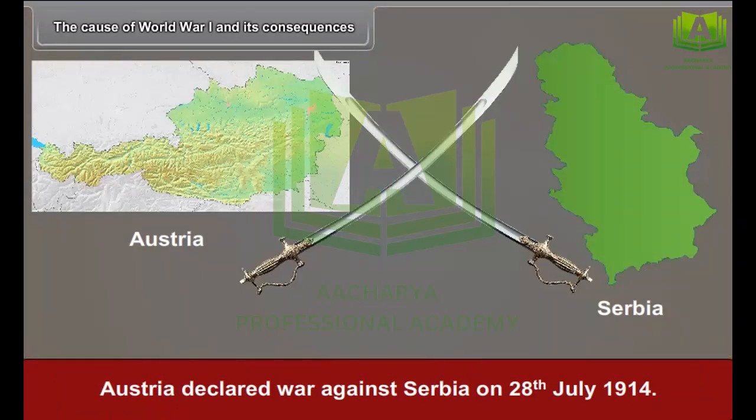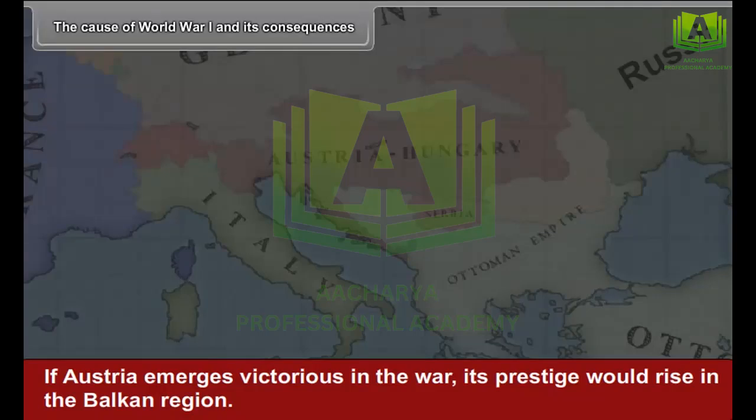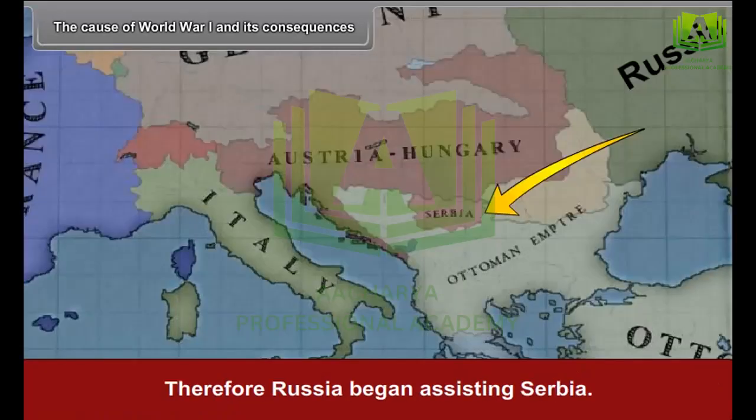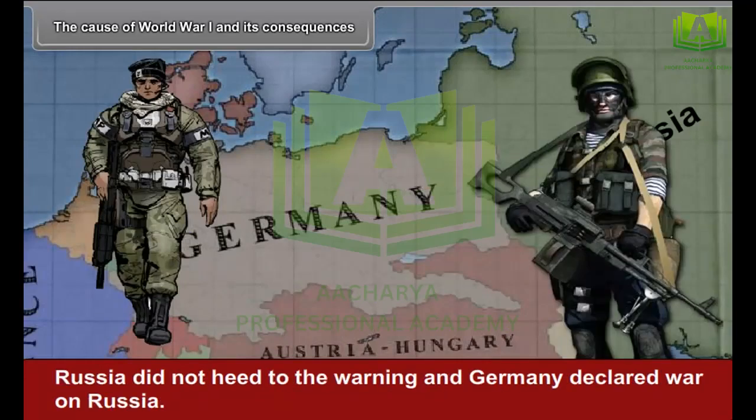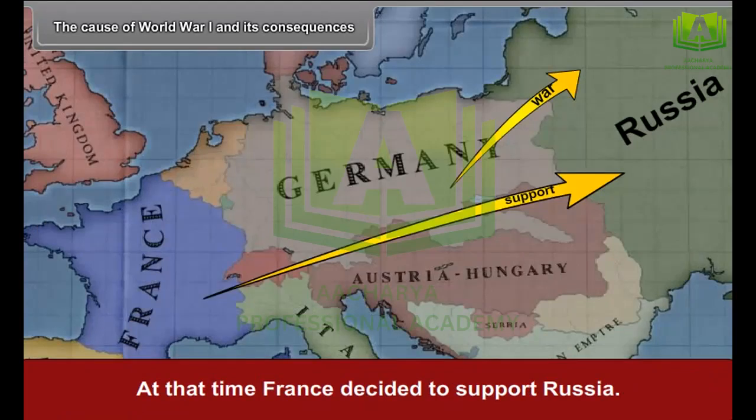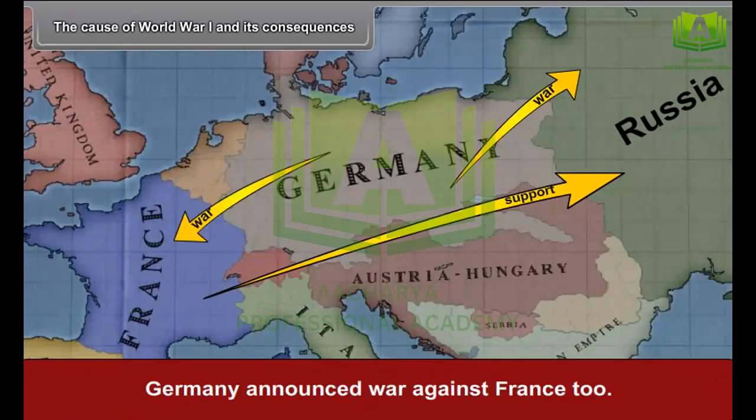Austria declared war against Serbia on 28 July 1914. If Austria emerged victorious in the war, its prestige would rise in the Balkan region. Therefore, Russia began assisting Serbia. Germany warned Russia to retreat its army within 12 hours. Russia did not heed the warning, and Germany declared war on Russia. At that time, France decided to support Russia. Germany announced war against France too.